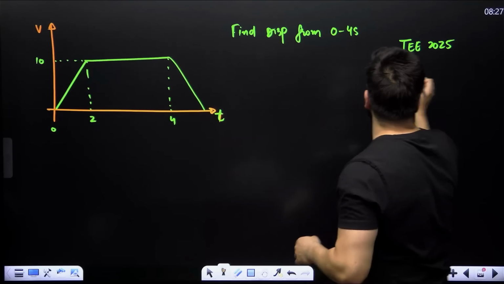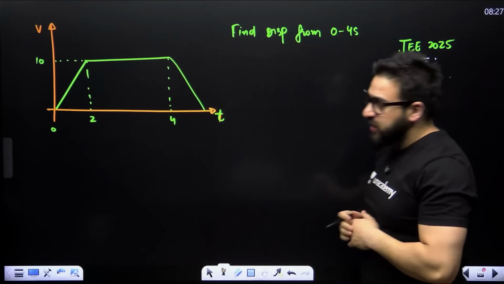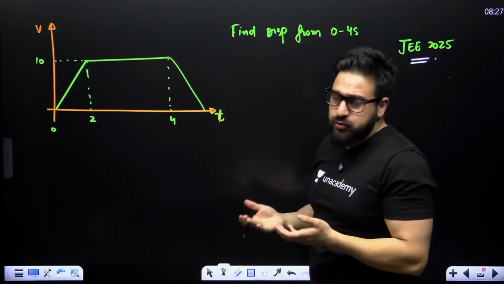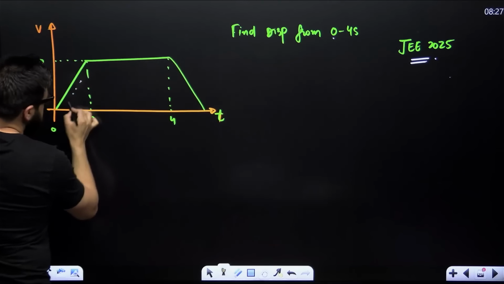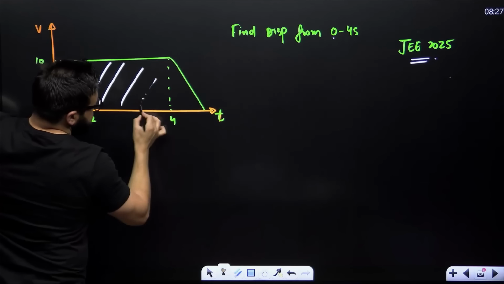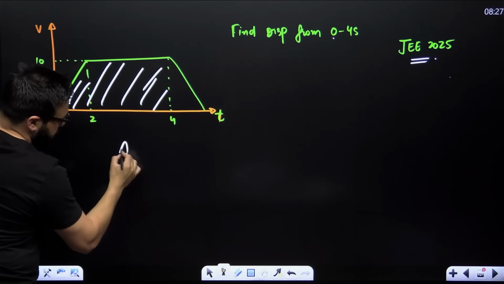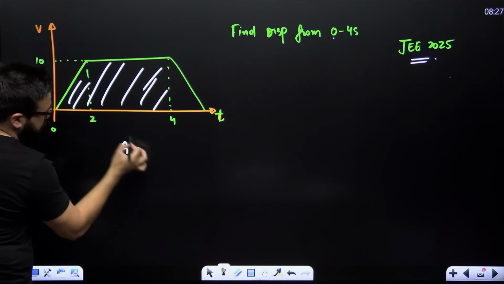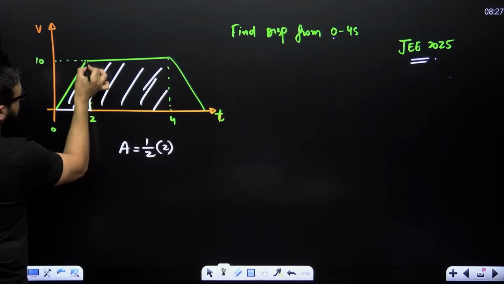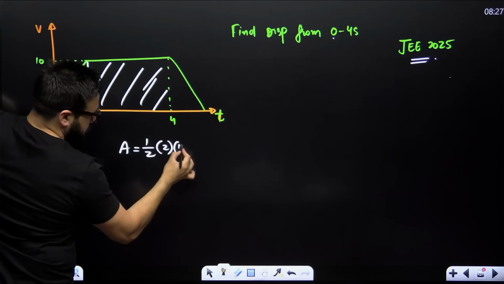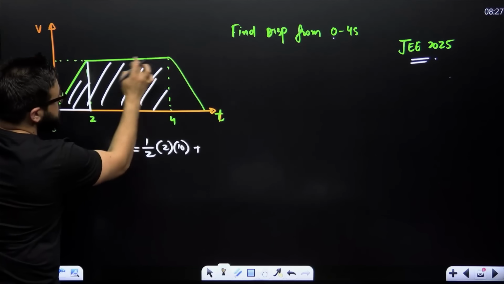Now let's suppose this is a question which was asked in JEE 2025. This is the velocity time graph. You have to tell me what is the displacement from 0 to 4. 0 to 4 means this displacement, so you have to find this area. What will be this area? That is this area of triangle, 1 by 2 base into height. Base is 2. And how much is height? Height is 10.